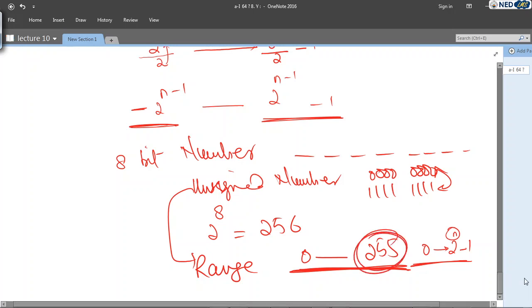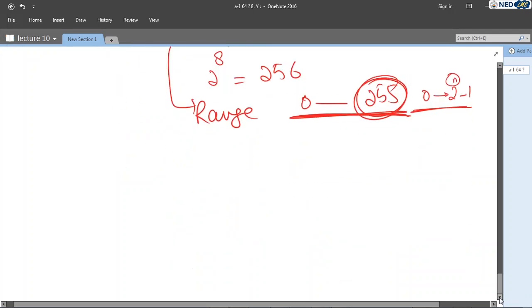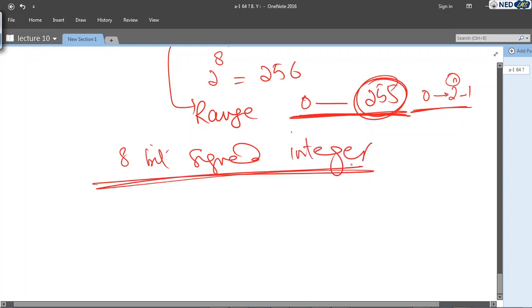Now coming to an 8-bit signed integer, what's the possible range? The minimum possible number would be if you have 1 and all zeros. So we have 1, 2, 4, 8, 16, 32, 64 and minus 128. And the maximum possible positive number would be 0, 1, 1, 1, 1, 1, 1, 1. So we have 1, 2, 4, 8, 16, 32, 64. Add them together, you will get plus 127.